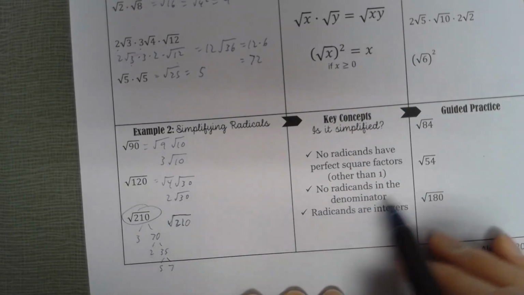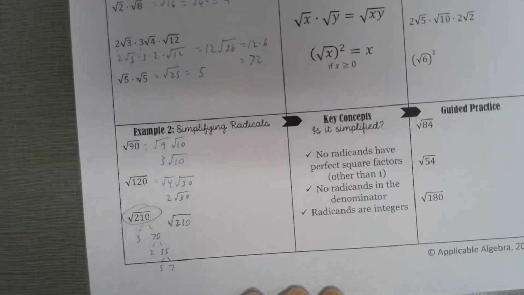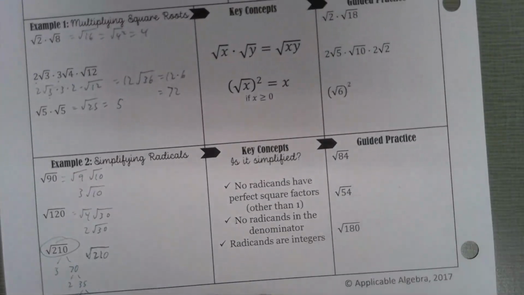Good on that. No radicals in the denominator. Well, there's no denominator. And the radicand is an integer. Cool. Done. So we'll do those other 3 in class together. Let's do some more practice.